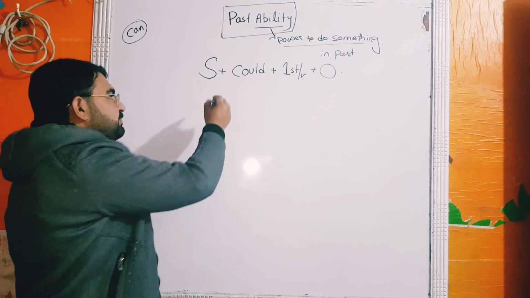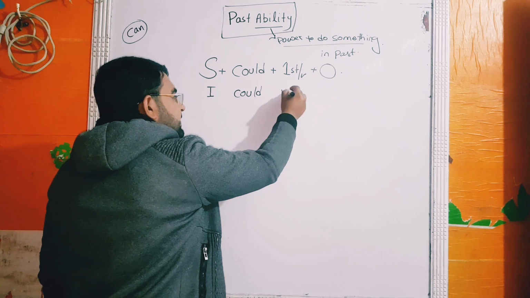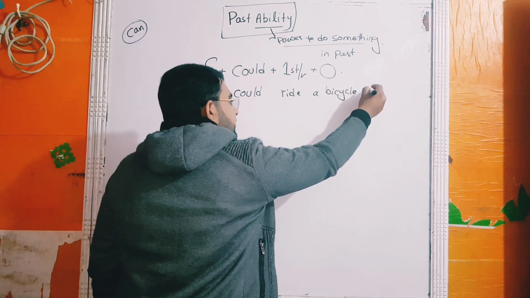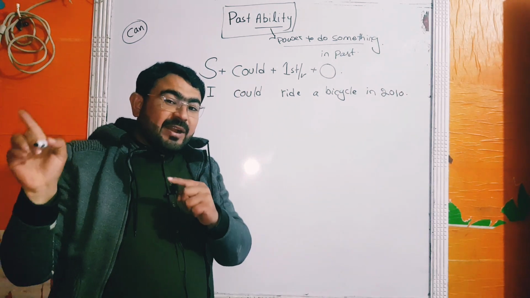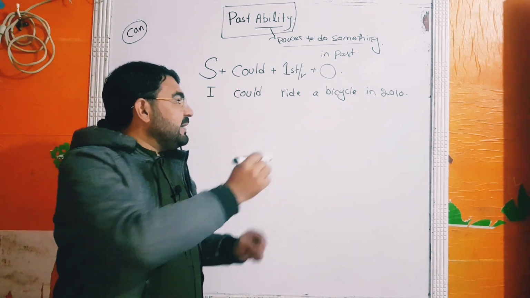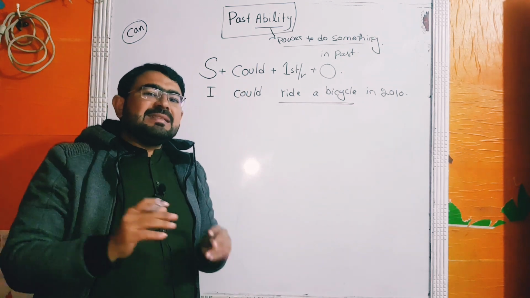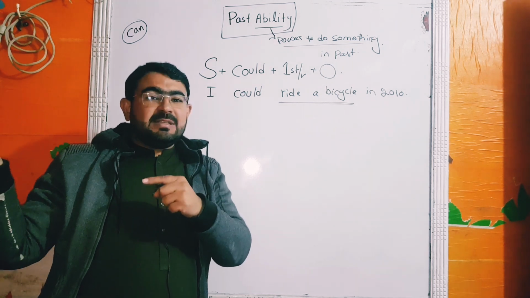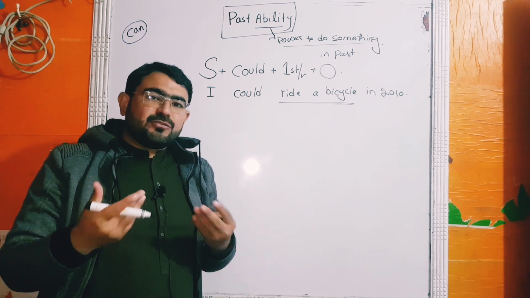For example, I could ride a bicycle in 2010. It means that this was my ability. Riding a bicycle was my ability in past time. It means nowadays I cannot ride a bicycle, but this was my ability in 2010. I could ride a bicycle when I was 10 years old, when I was 15 years old.